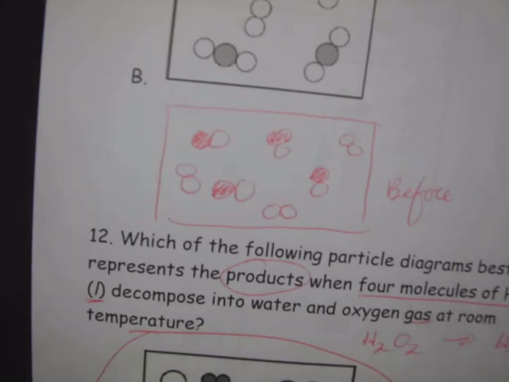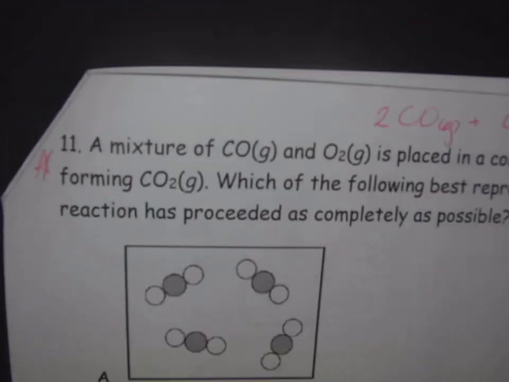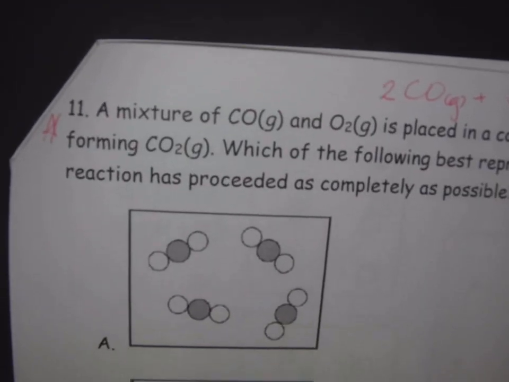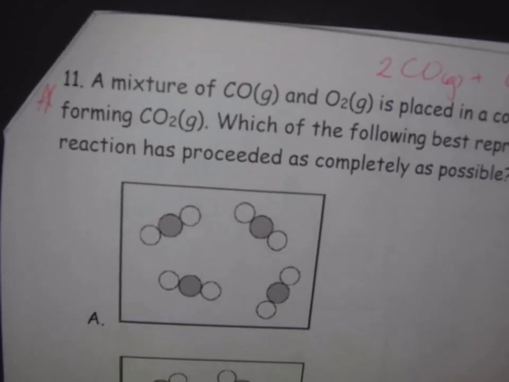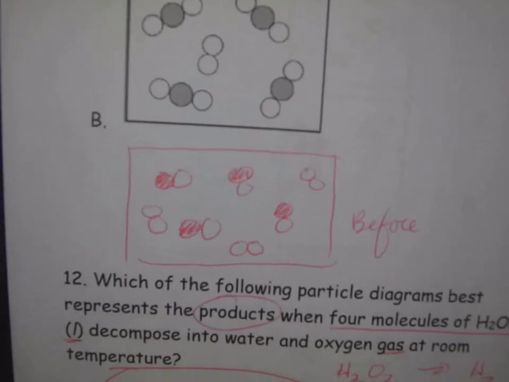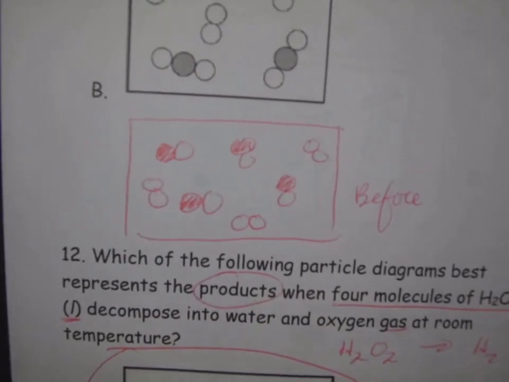Okay, last thing before you dive into this on your own. Number 11 is missing something. So if you look at number 11, it says a mixture of CO and O2 is placed in a container as shown above, and then it doesn't show you one above. So will you please draw this?